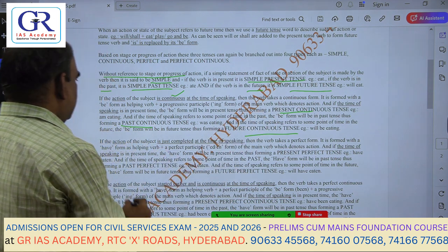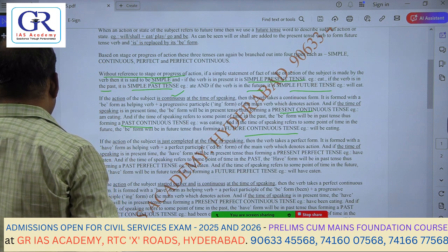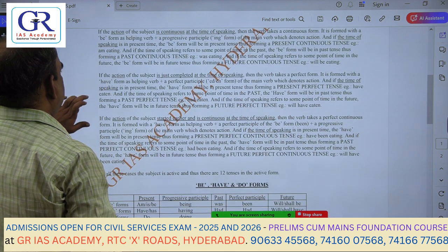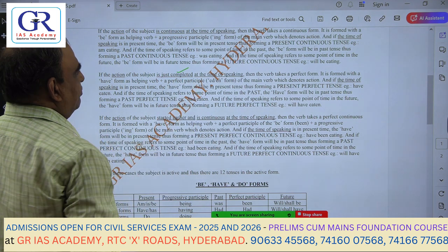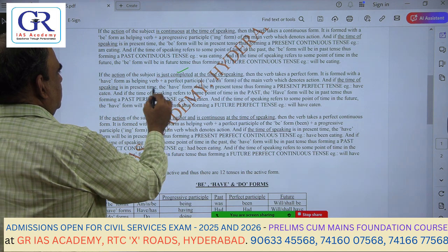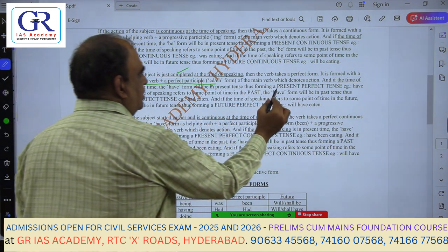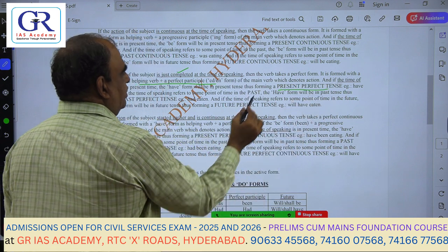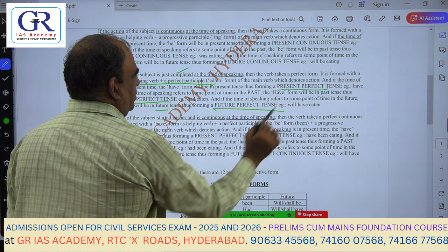Okay. And then this is the third. If the action has just completed at the time of speaking, then what you are supposed to use? Helping verb and perfect form. So if it is in the present tense, it is present perfect. If it is in the past, then it is past perfect. If it is in the future, then it is future perfect.